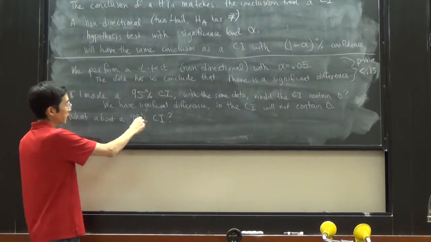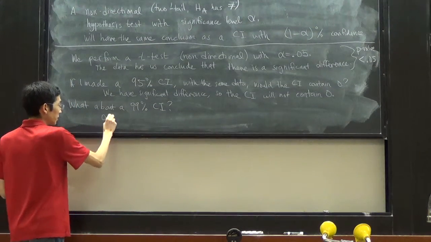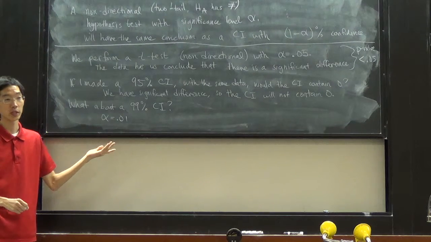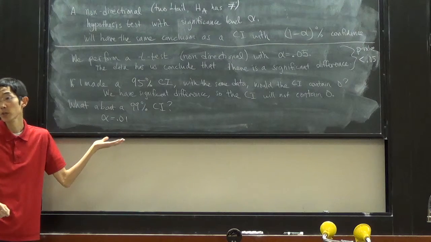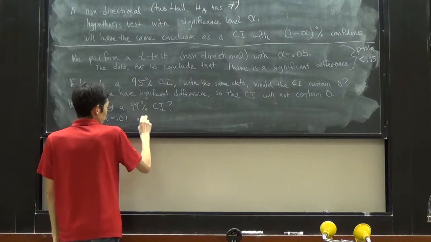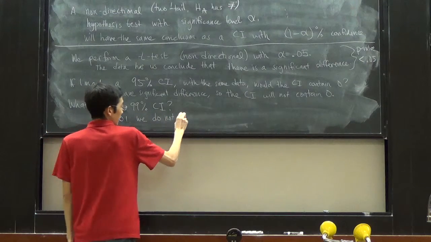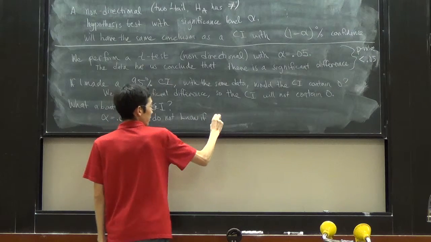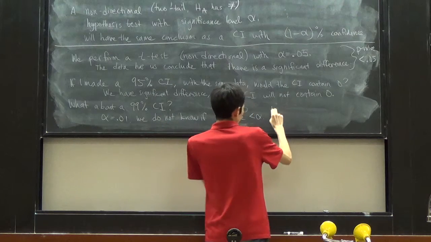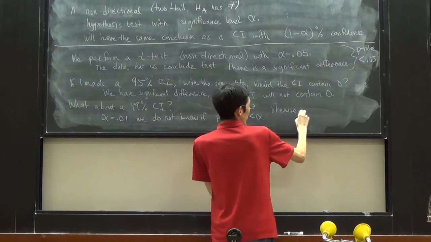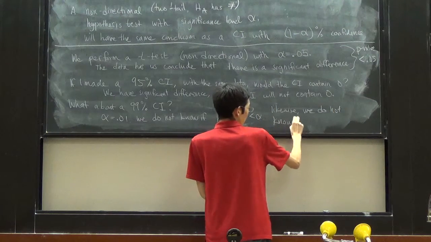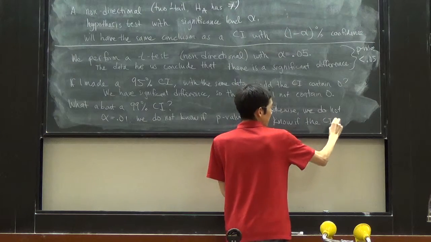Okay? Because this corresponds to using alpha equal to 0.01, right? And at alpha 0.01, we don't know whether or not we've rejected the null. Okay? Alpha 0.01, we do not know if the p-value is less than alpha. Okay, so likewise, we do not know if the confidence interval contains 0.